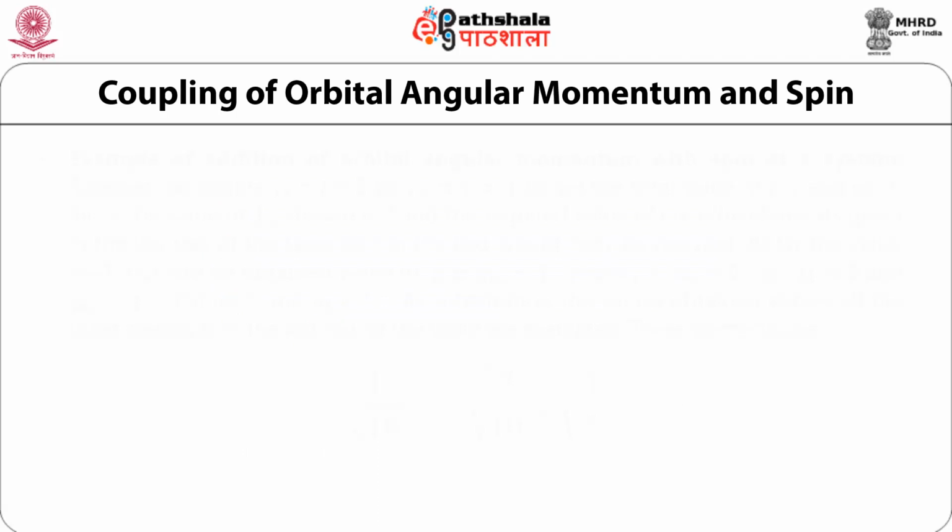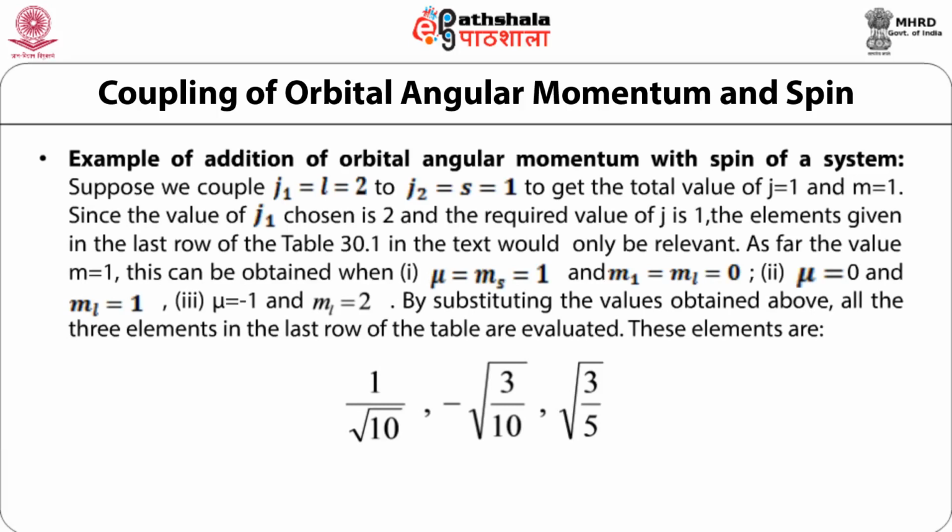Here we present a comparative study by directly using the table to get the values of the Clebsch-Gordan coefficients. We shall give a couple of tables obtained earlier for the relevant cases for ready use in the examples to be studied. Coupling of orbital angular momentum and spin. Example of addition of orbital angular momentum with spin of a system.